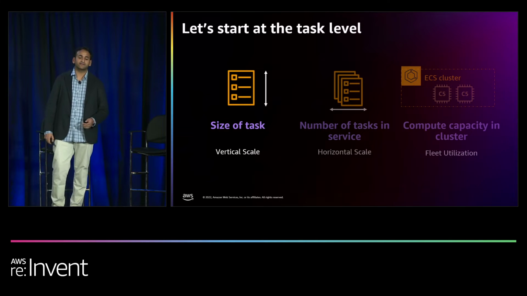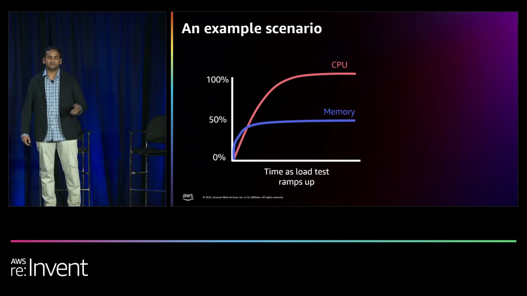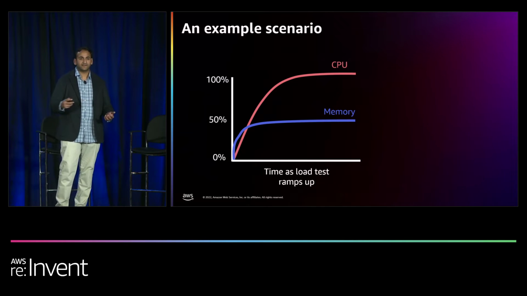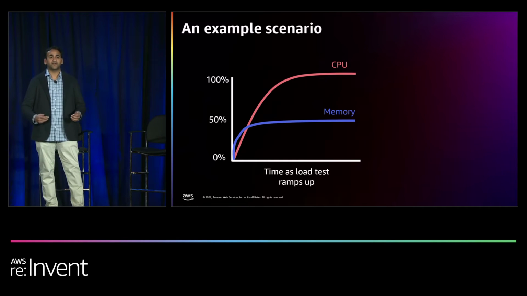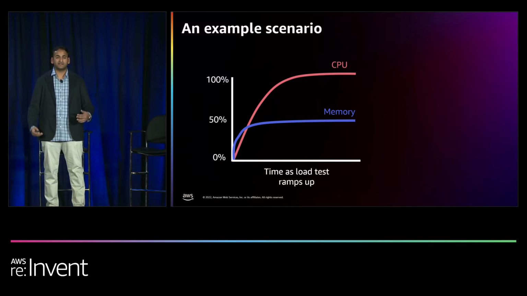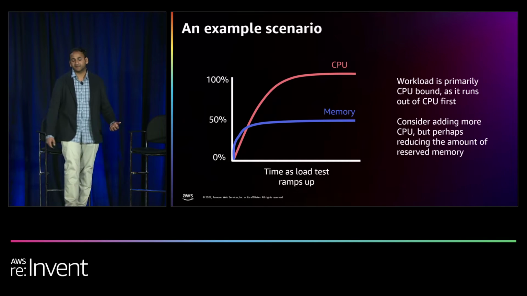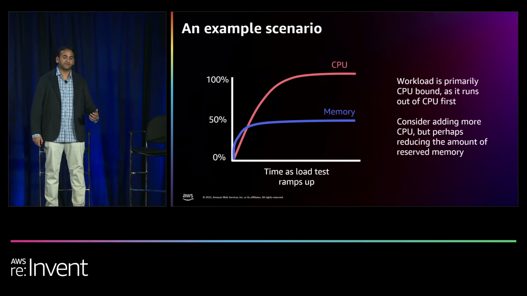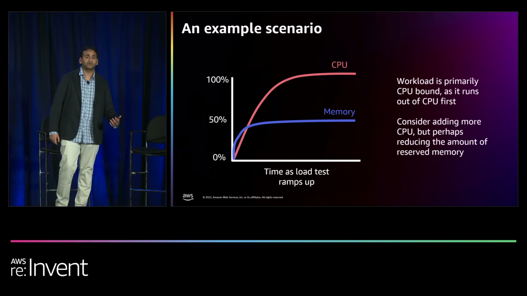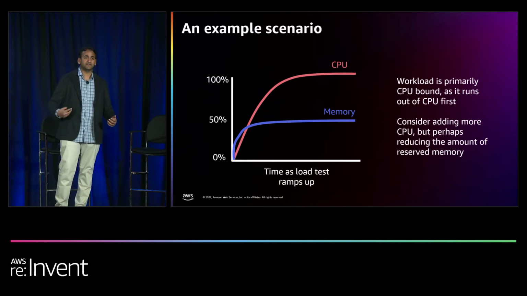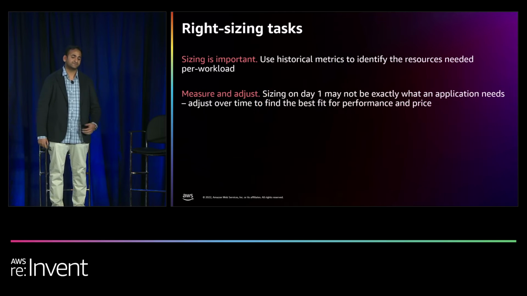So let's start by looking at the task level. Let's look at this example scenario. If you look at this application, it's pretty clear that it's becoming CPU bound, whereas it isn't using more than 50% memory at any point of time. So in this scenario, you could easily reduce the amount of memory that you've reserved for this container, and at the same time increase the amount of compute you have reserved. And by doing that, you could likely save some cost.